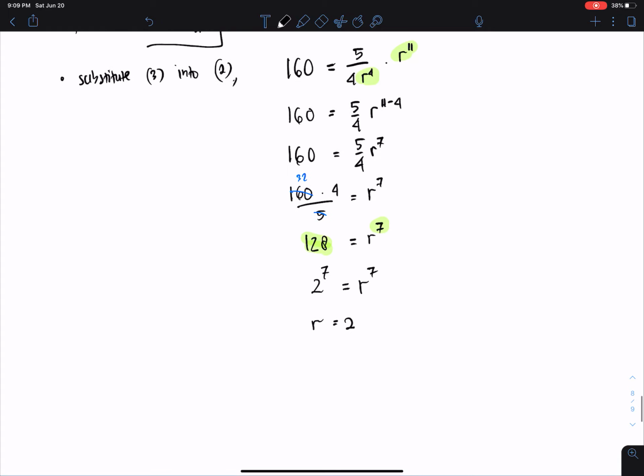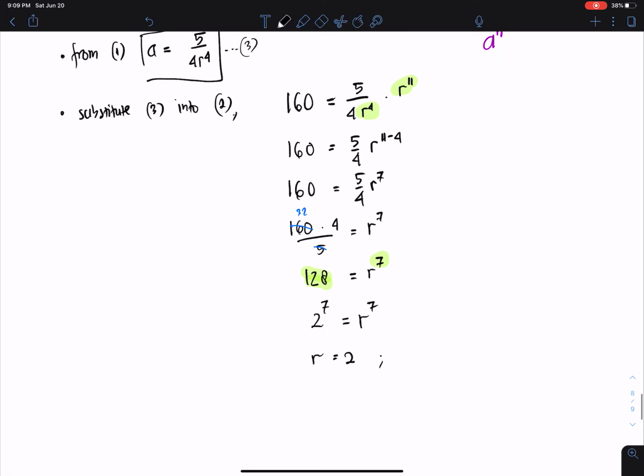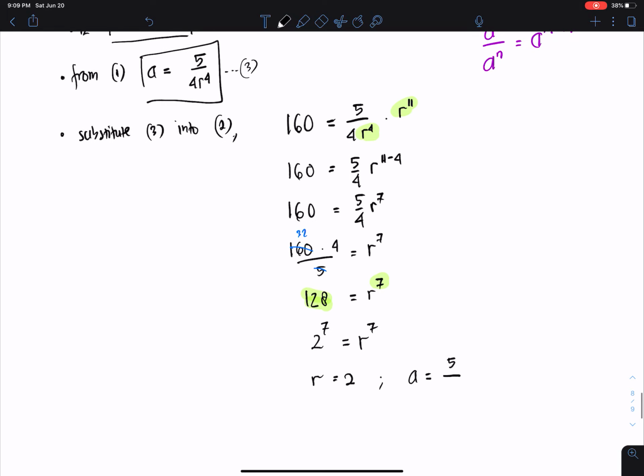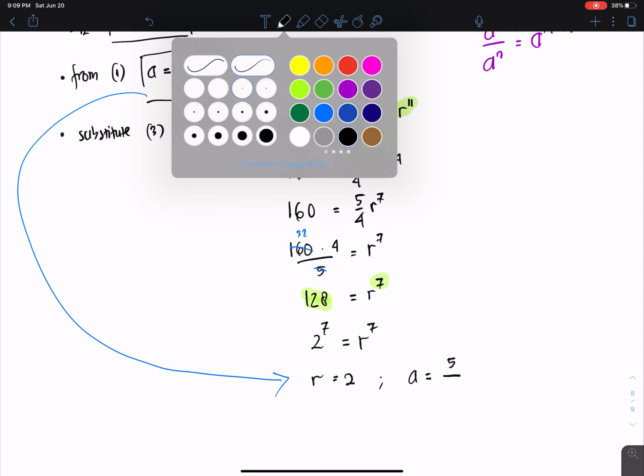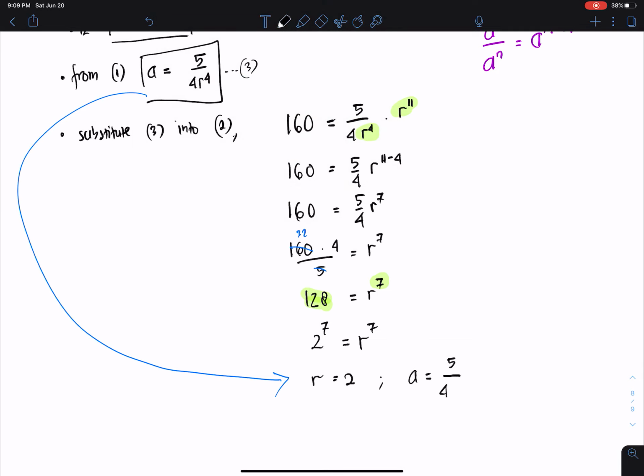Of course, from this we can get A, or A1. So A will be equal to 5 over 4 times r to the power of 4, from equation 3. Remember, we have our A from here, so we use this to find A. That is 4 times 2 to the power of 4, which is 16. So we will have 5 over 64.